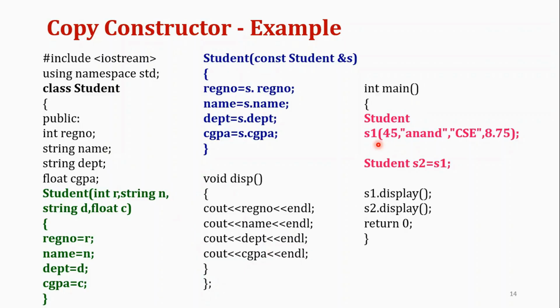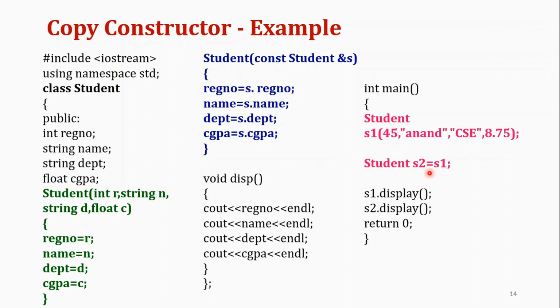S1 is the object. It's a parameterized constructor. So I'm creating the object S1. I'm passing 4 parameters for the object S1. So this function with these parameters will be called for the S1 object. 45, Anand, CSE and 8.75 will be given to register number, name, department, and CGPA. So the S1 object is created and the values are initialized by the parameterized constructor. Coming to S2, this S2 object, the second object, is created and whose values are copied from S1.